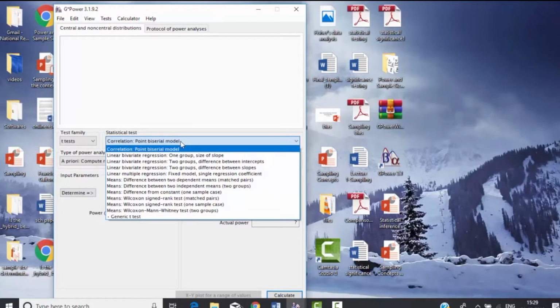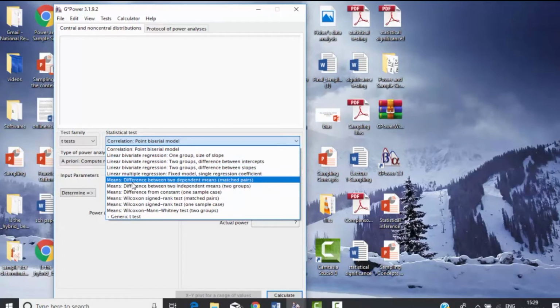For example, you have means, difference between two dependent means, that is matched pair test, difference between two independent means, therefore there are two groups. You would like to find the difference. If you see the third one, difference from constant, one sample case. Like that, you have a set of statistical tests which you can clearly see, where you can click on in order to use.